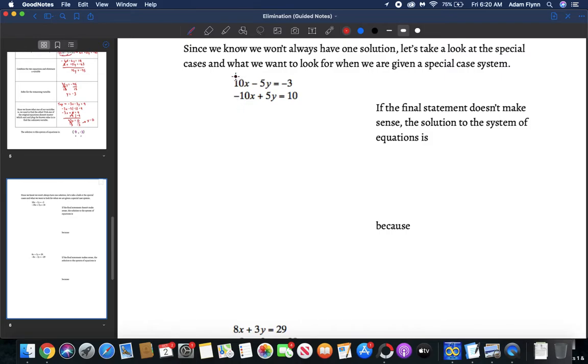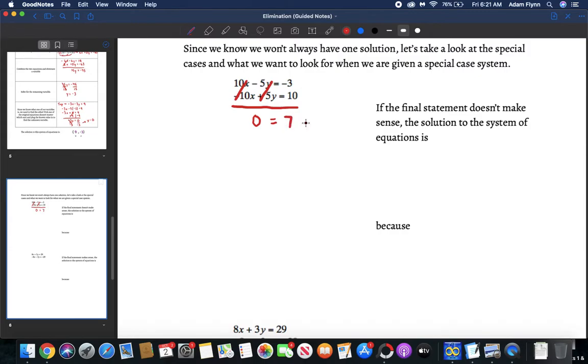For example, if I take a look at my coefficients of x, I've got a positive 10 and a negative 10. That's what I'm looking for. They are the same number, except they have different signs. So they are going to eliminate. 10x minus 10x eliminates. But then if I take a look at my y's, negative 5y plus 5y, that's also going to eliminate. So what am I left with on the left side? Left with 0 equals negative 3 plus 10, which is going to be positive 7.